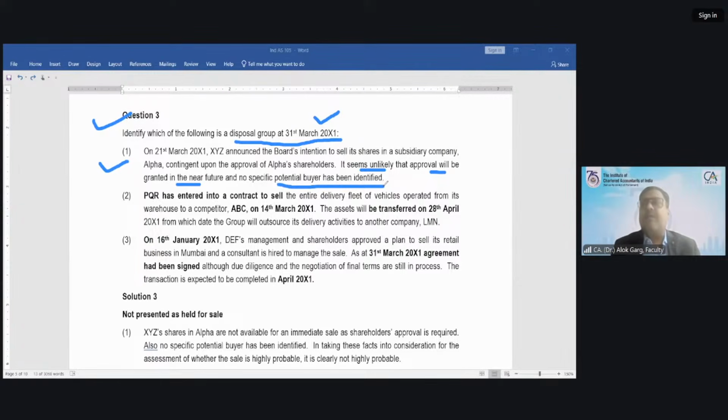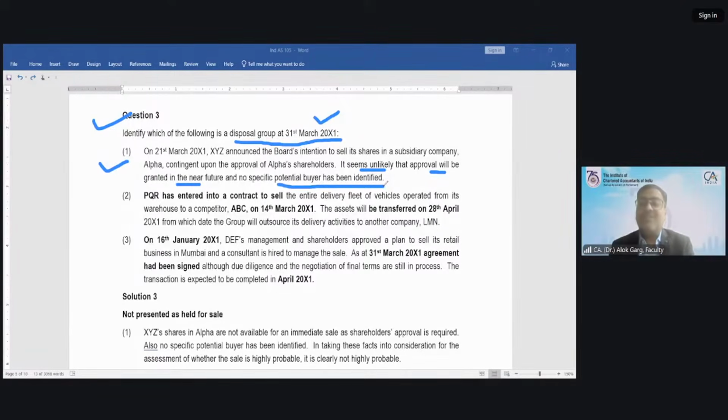So basically, you are right, since this entire transaction depends on the shareholder approval. If the shareholder approval does not come, the company does not have the ability to sell. The company has an intent to sell on 21st March 20x1, and even on 31st March 20x1, but the company does not have an ability to sell, right? So in this case, what will happen?